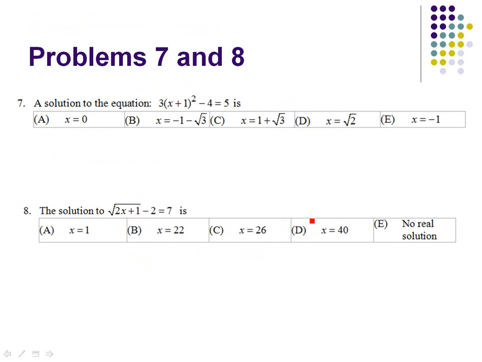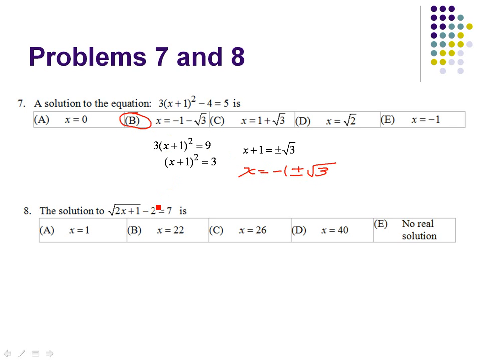Okay, question 7. We're going to see about solving this equation right here. My first step is I have to add 4 to both sides. So I got 3 times (x plus 1) squared equals 9. Then I've got to get the square term by itself, so I'll divide by 3. Now I'll take the square root. When you take a square root, you have to do plus or minus. So it's plus or minus the square root of 3. So my answer is going to be x equals negative 1 plus or minus the square root of 3. So I have to find one of those answers. Well, B is one of those answers.